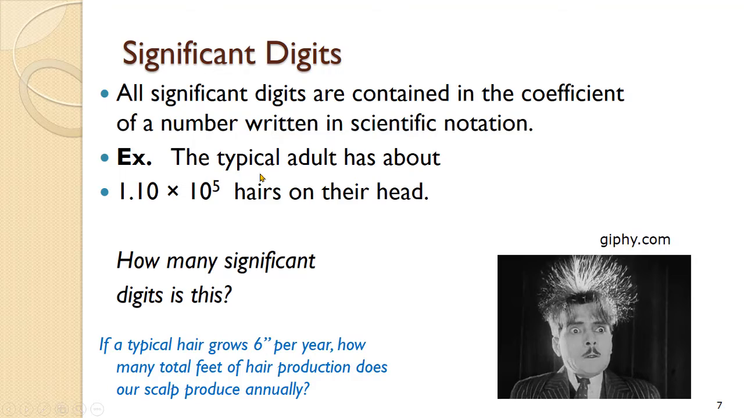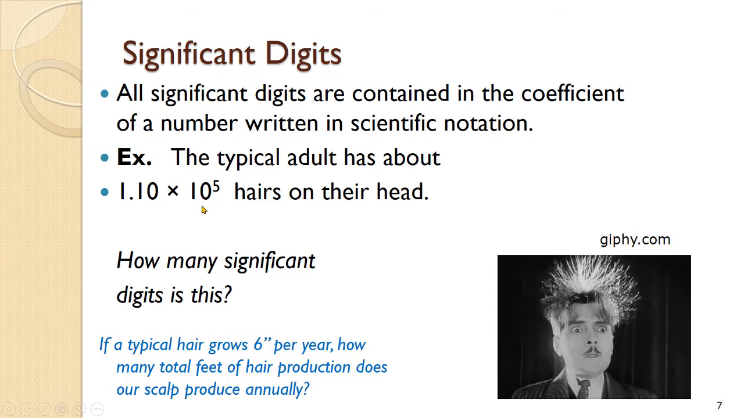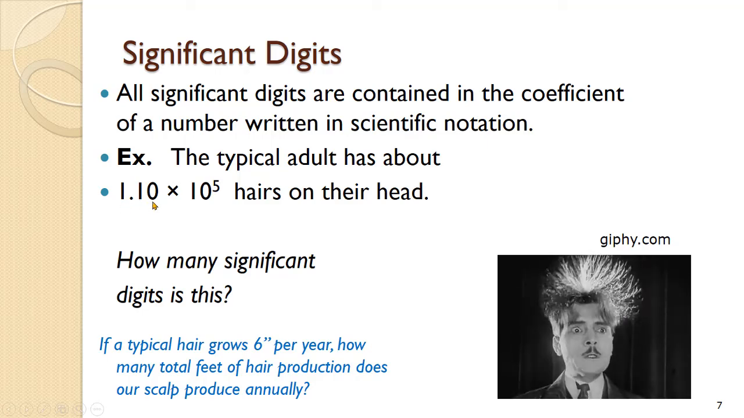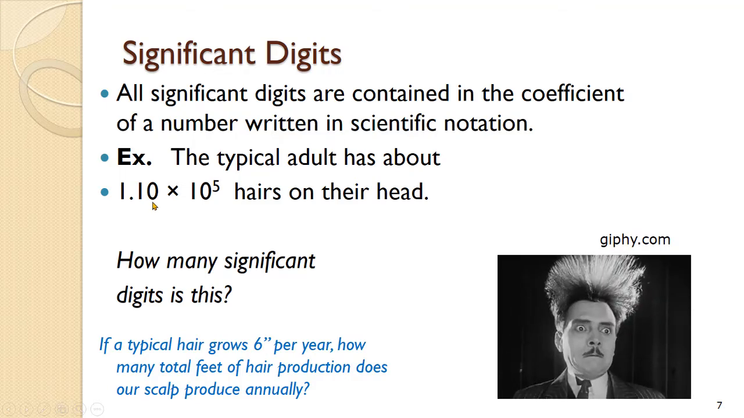It's generally true that the typical adult has about 1.10 times 10 to the 5th hairs on their head. How many sigdigs are there? Power of 10 doesn't matter. What matters is that there are 1, 2, 3 significant digits here, 3 sigdigs in that number. That 0 is significant because it's showing precision.